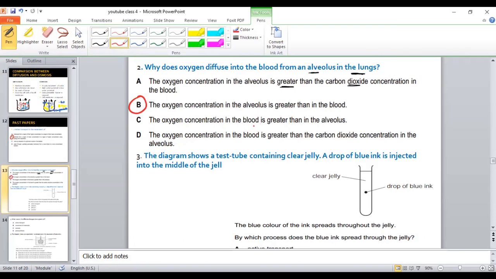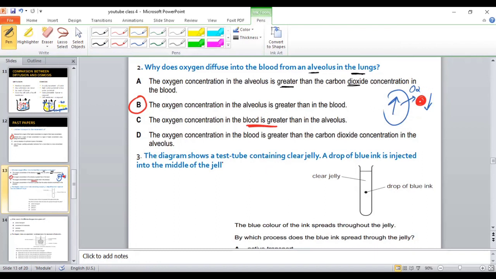Because if the oxygen concentration were greater in the blood, then let's suppose this is the blood and this is the alveoli, we are saying that oxygen is moving from the alveoli to the blood cells. The red blood cell will trap oxygen, so the blood should have lower oxygen concentration, which is what point B shows: the alveolus has higher oxygen concentration and the blood has lower oxygen concentration, so it will allow diffusion of oxygen.